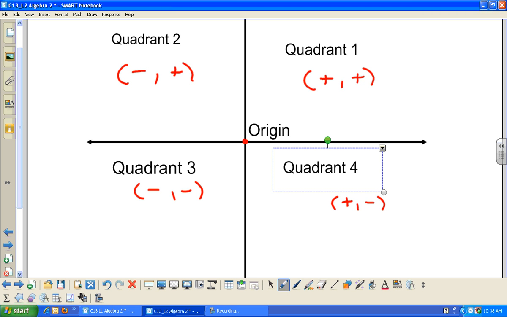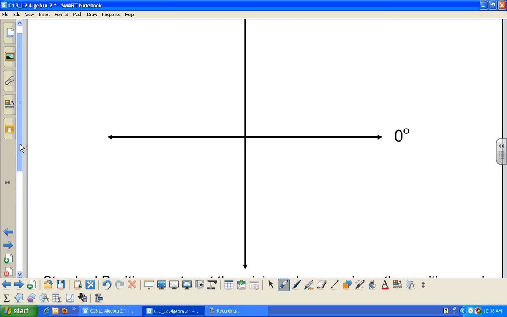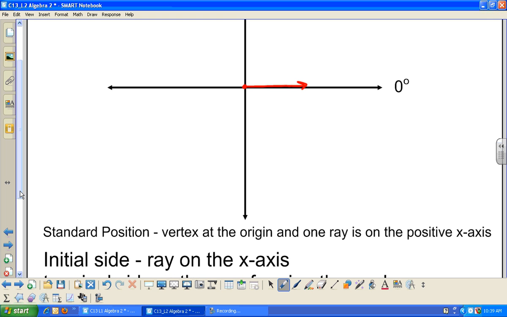So we're going to start talking about angles of rotation. First thing with angles of rotation, standard position. Standard position is when the vertex is at the origin. So if I were to draw standard position, vertex is at the origin, and one ray is on the positive x-axis. This is called your initial side.